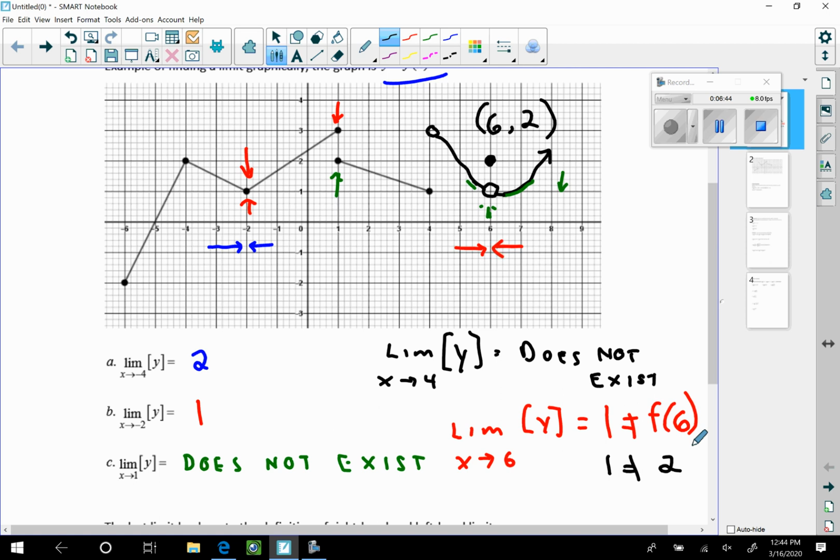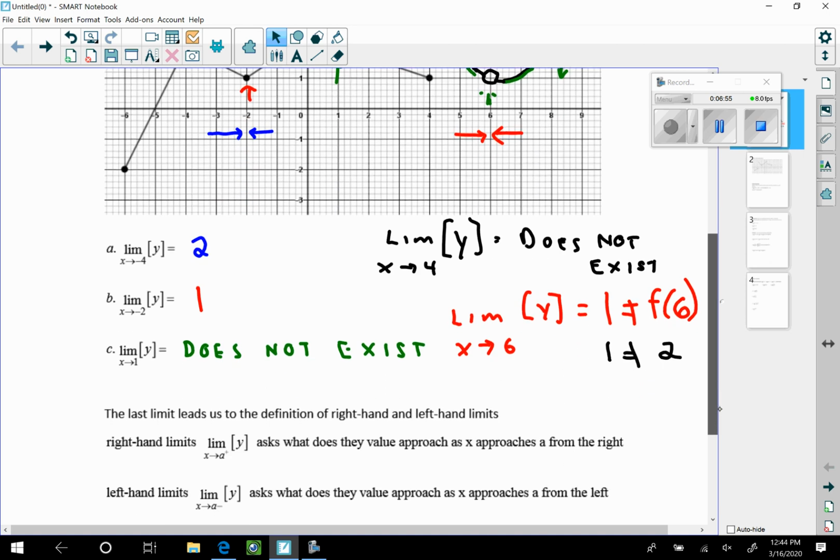So this is very important. This graphical concept of a limit, as x goes from the left, from the right, what do the y values approach? Let's continue with this page.